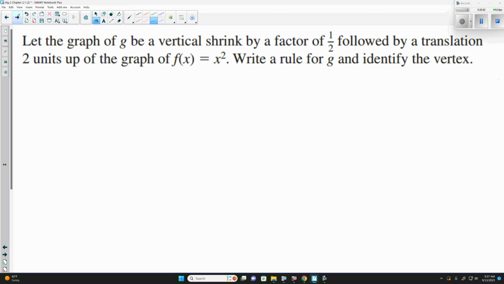So let the graph G be a vertical shrink by a factor of 1/2 and a translation 2 units up. Okay. Vertical shrink of 1/2 followed by a translation 2 units up. So our vertical shrink of 1/2.